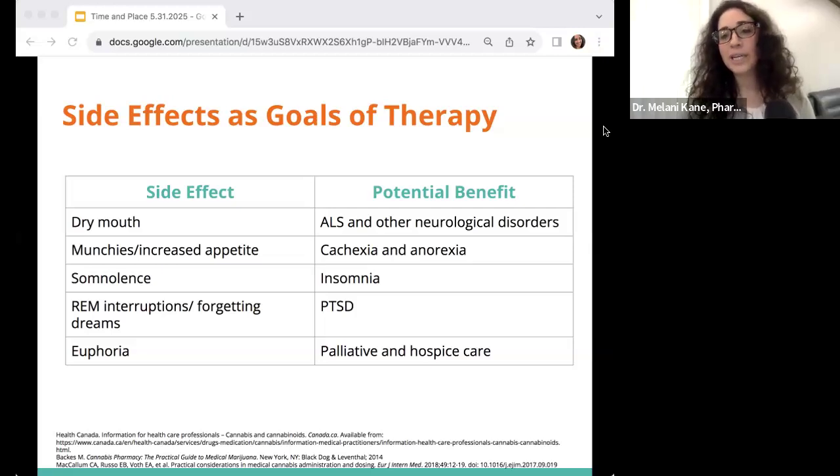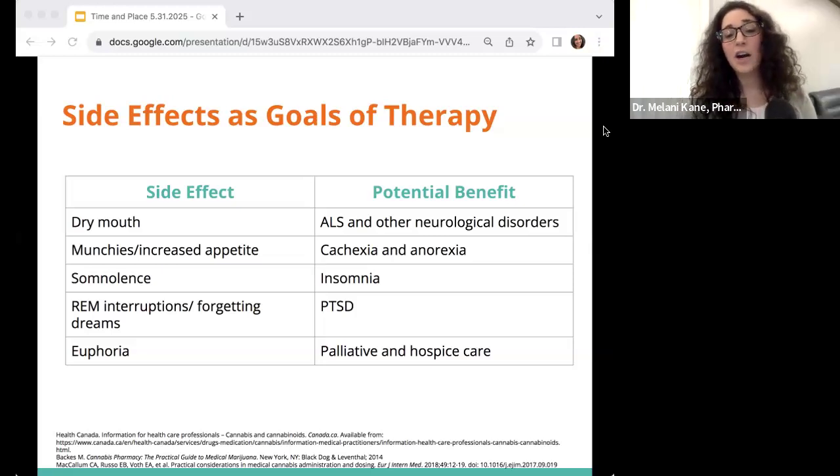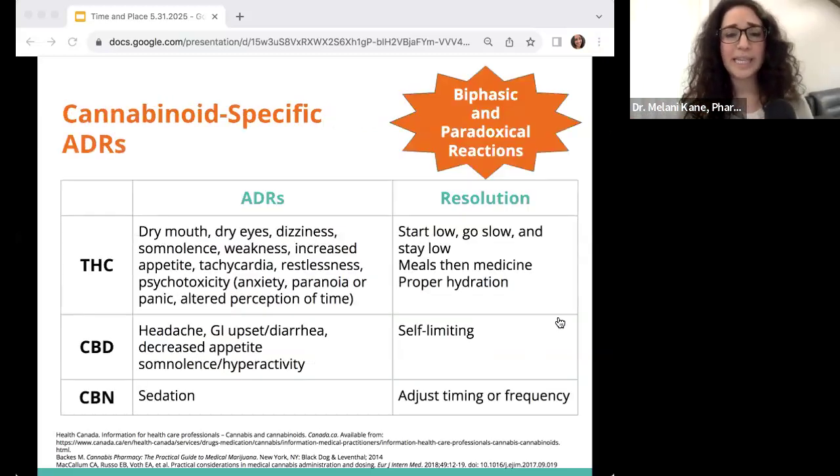And then euphoria, it's always listed as a negative side effect, but in patients that are utilizing palliative or hospice types of care, that would be the goal of therapy. Again, we don't want it to the point where it's uncomfortable. That would be dysphoria. But finding that there are differences in each person and each body, every body metabolizes these cannabinoids differently. So we have to be very cautious and judicious with our dosing.